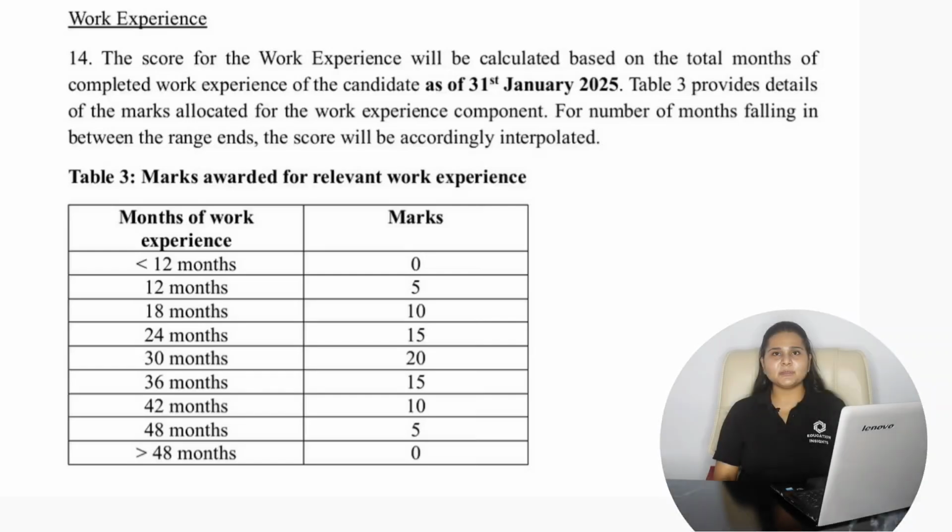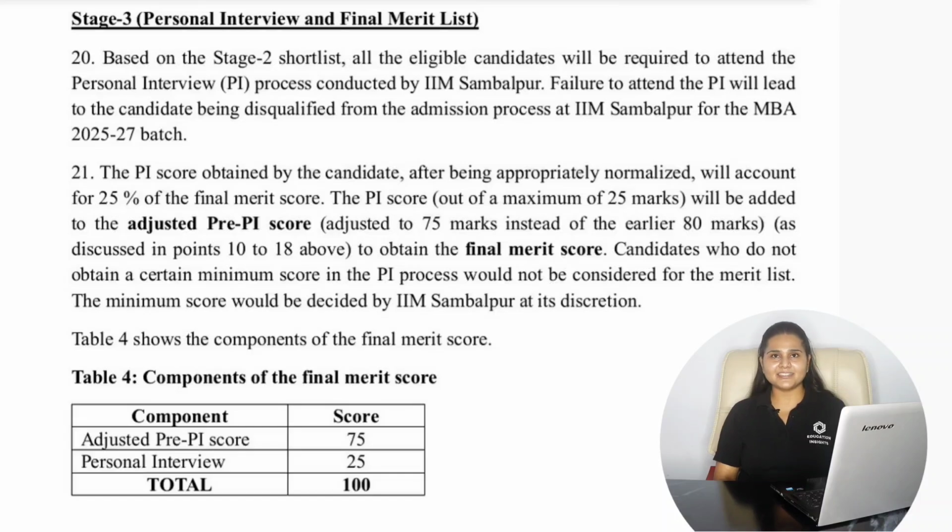Now after the conduction of the personal interview, if we consider the final selection criteria with IIM Sambalpur, 75% weightage is given for the adjusted pre-personal interview score and 25% weightage is given for the personal interview. On this basis, the composite score is calculated, and on the basis of that score, the final selected list of candidates is prepared by the Indian Institute of Management Sambalpur. So this is all about the overall admission process for the batch of 2025-2027 with IIM Sambalpur.